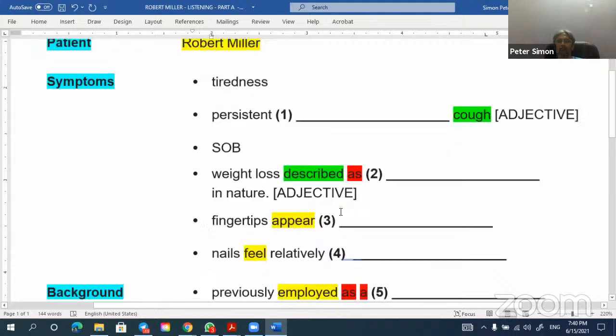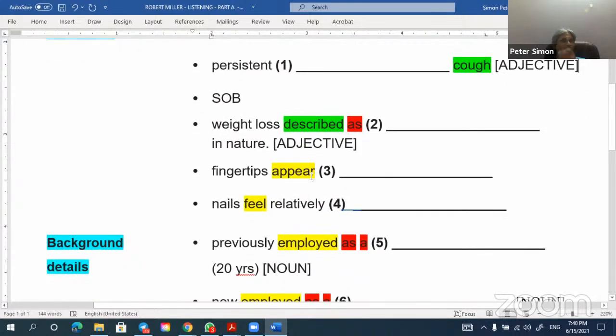Next. Fingertips appear dash. He appears rude. When you get such a sentence, imagine: he appears sad. He appears happy. This appears strong. This appears smooth. This appears soft. So, adjective again.